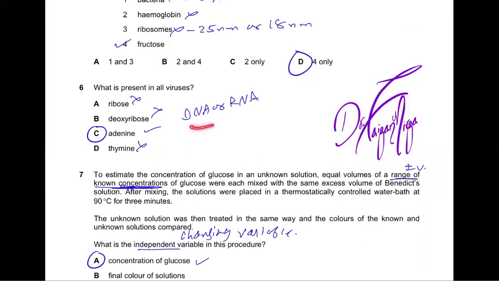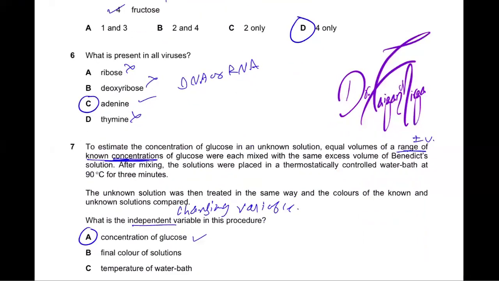What is present in all the viruses? The viruses have either DNA or RNA. So all viruses cannot have ribose or cannot have deoxyribose. Yes, adenine can be present because that's a nitrogenous base common to DNA and RNA both. Thymine also cannot be the answer.